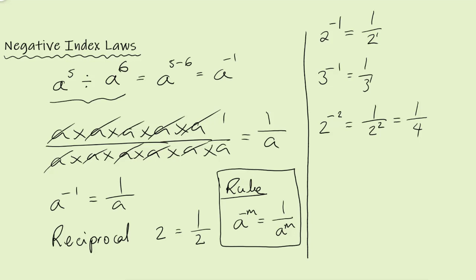Let's have a look at another example. 3 to the power of minus 2 is 1 over 3 squared, or 1 over 9. Let's do one more example. So let's say we have 2 to the power of minus 3. You can choose any powers if you want. 1 over 2 cubed, and 1 over 2 cubed is 1 over 8.